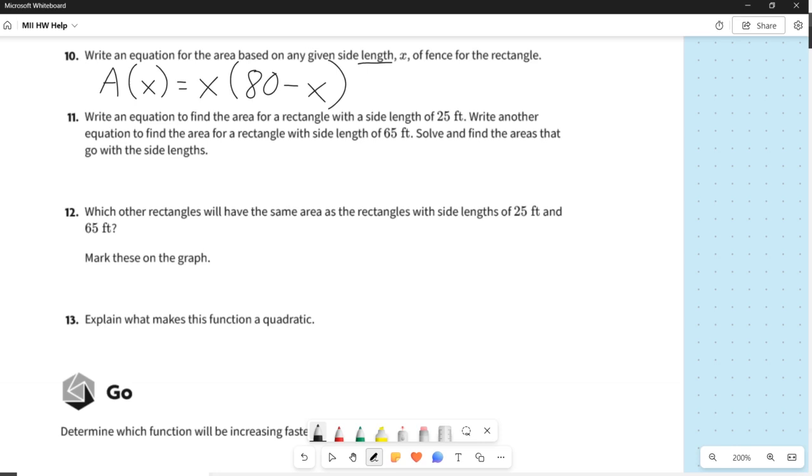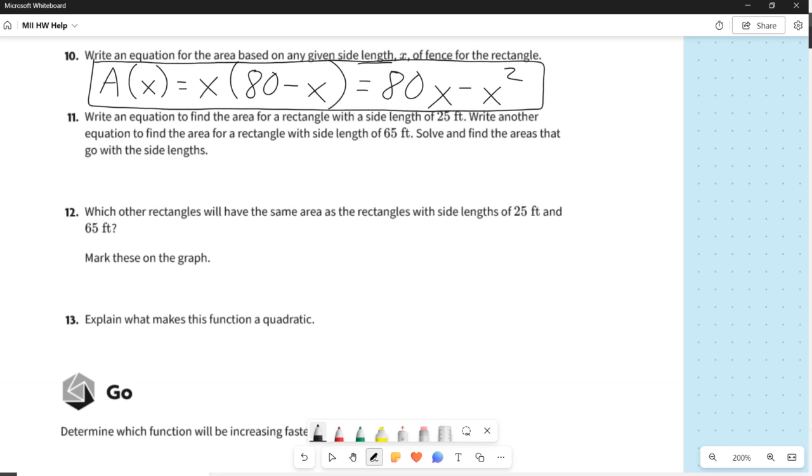You could leave your answer like this if you want to. You could also distribute if you want to. And if you distribute an x here, you get x times 80, which is 80x. And x times x is x squared, and we're subtracting, so this is minus x squared. So either version here is fine. I think there's actually pros and cons to distributing, so I think either version would be acceptable.